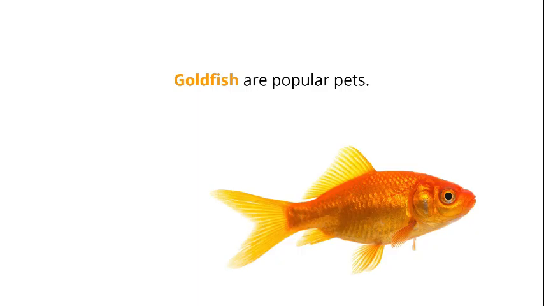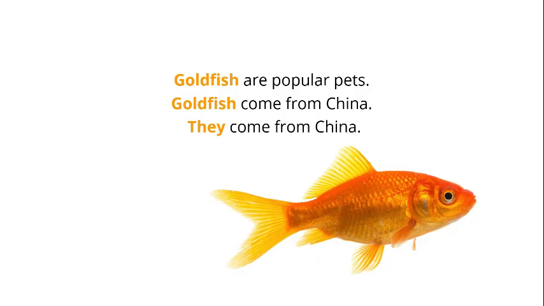Here's another example. Goldfish are popular pets. Goldfish come from China. And again, I'm repeating goldfish, so let's change that and say they come from China. Now in the last one, I used who as my relative pronoun because I was speaking about people. I was talking about my brother. But in this one, I can't use who because I'm talking about fish. So I will probably use which as my relative pronoun. When I talk about things, animals and objects, I would use which.